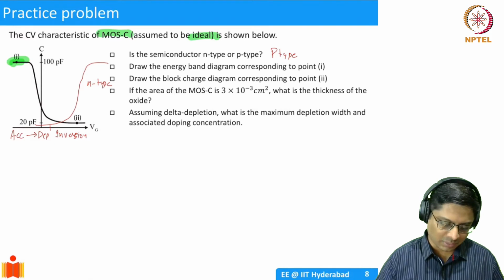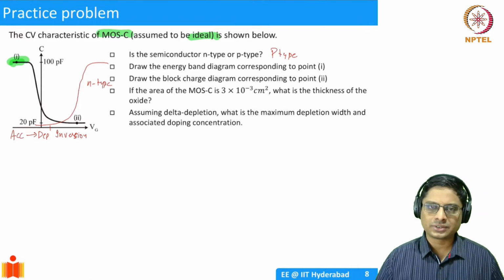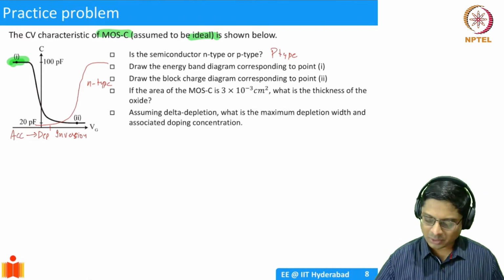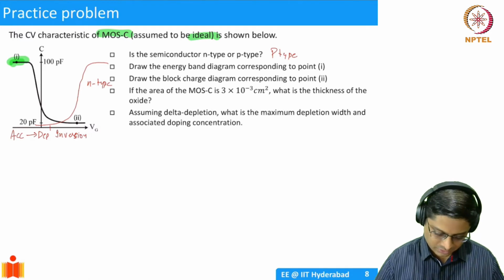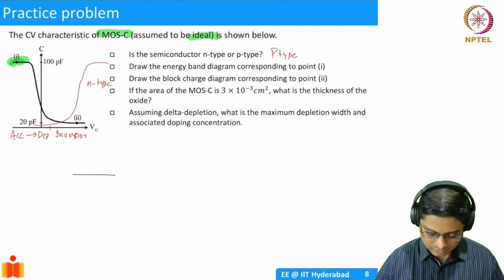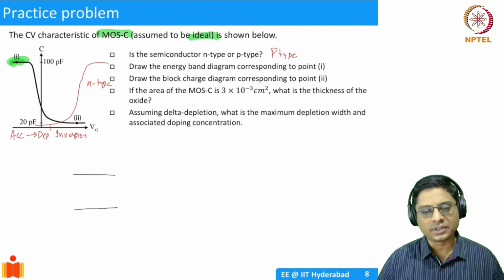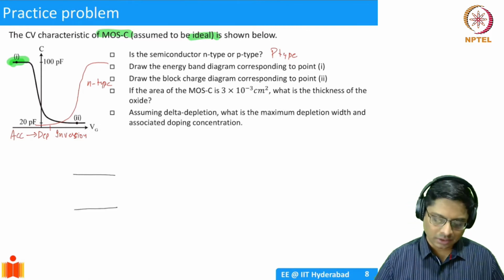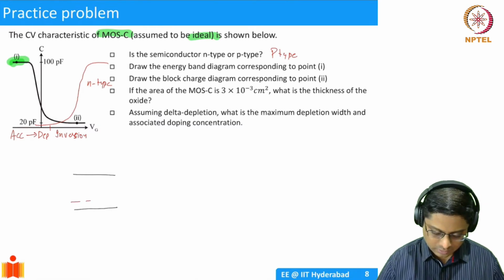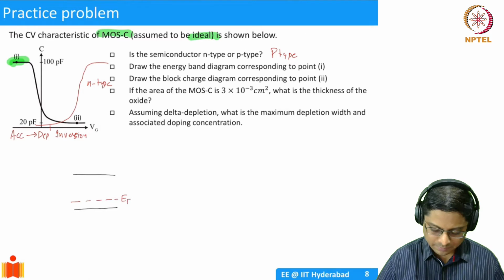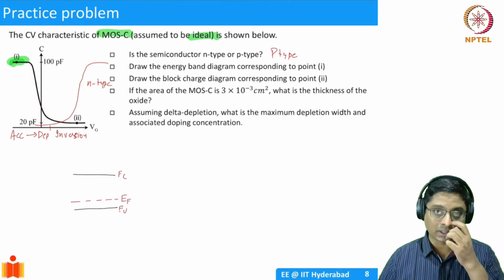Whenever we want to draw band diagrams, first draw the bulk, especially for MOS capacitors. I'll identify the bulk regions this way. And we concluded that it's a P-type semiconductor, so I will put my EF closer to EV. This is my bands in the bulk.